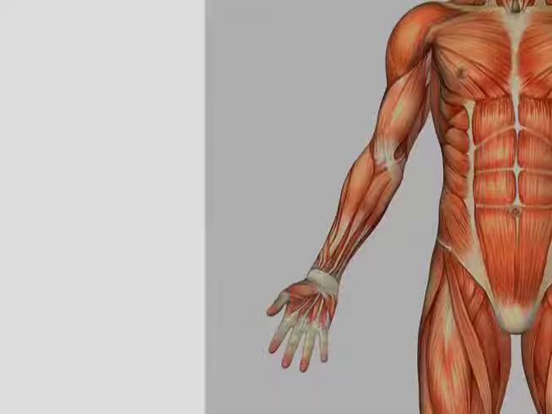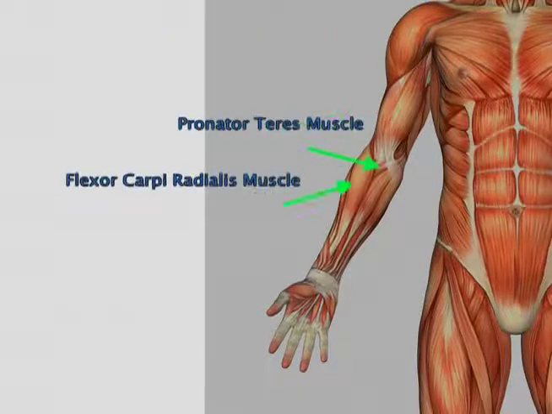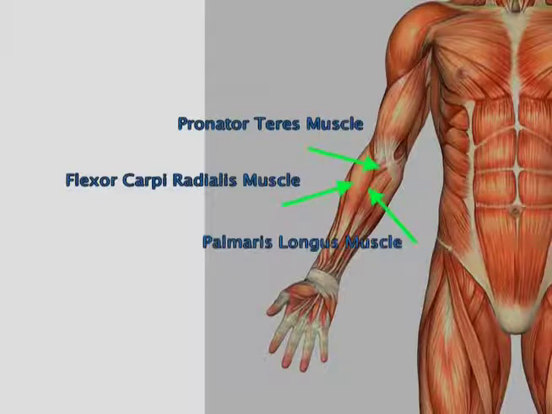So we can divide the anterior compartment of forearm muscles into 4 layers: the first layer muscles, the second layer muscles, the third layer muscles, and the fourth layer muscles. First I will discuss the first layer muscles of the forearm. They are basically pronator teres muscle, flexor carpi radialis muscle, palmaris longus muscle, and flexor carpi ulnaris muscle.